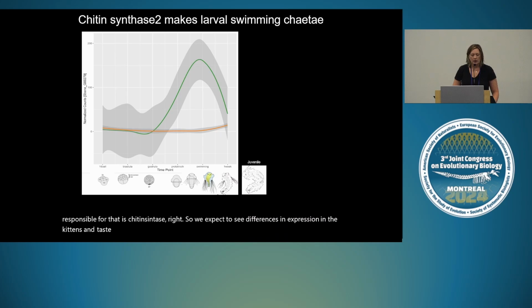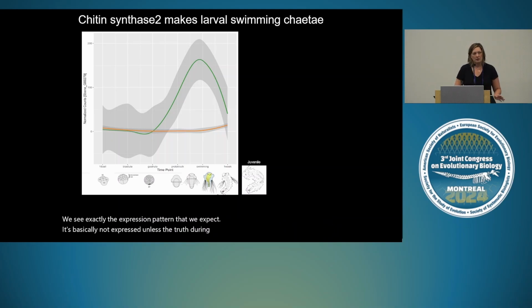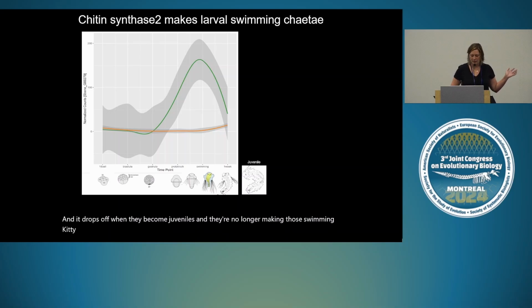And in particular, when we pull out one of those genes, chitin synthase 2, we see exactly the expression pattern that we expect. It's basically not expressed in lecithotrophs during development, but it really peaks in the planktotrophs right as they're making those swimming chaetae. And it drops off when they become juveniles and they're no longer making those swimming chaetae. So we basically see the exact pattern that we expect in expression.